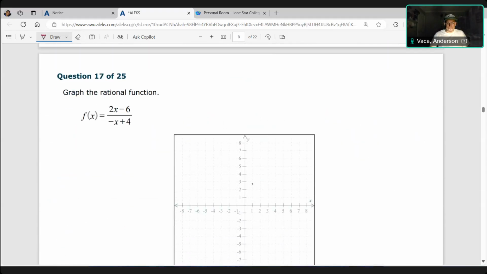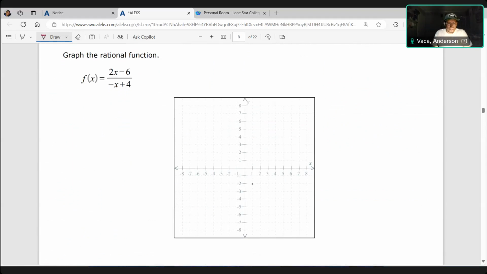17. Okay. This one's also similar. Let's see what kind of jelly jams we get ourselves into. Vertical asymptote. Negative x plus 4 is equal to 0. Negative x is equal to negative 4. X is equal to 4. There we go.